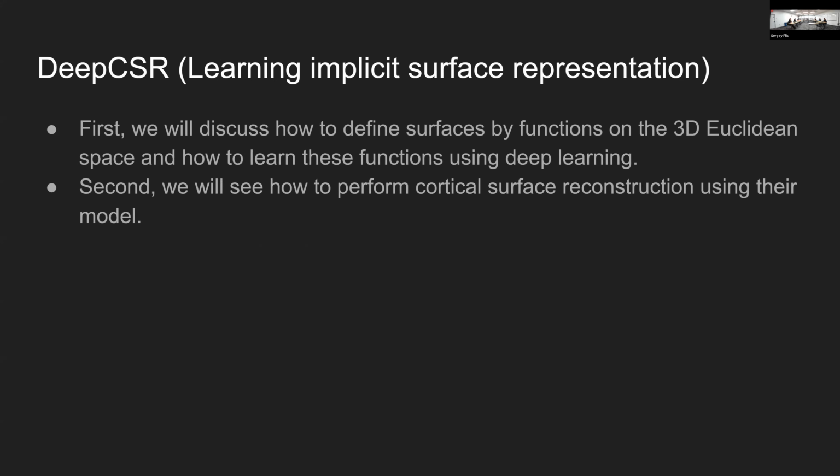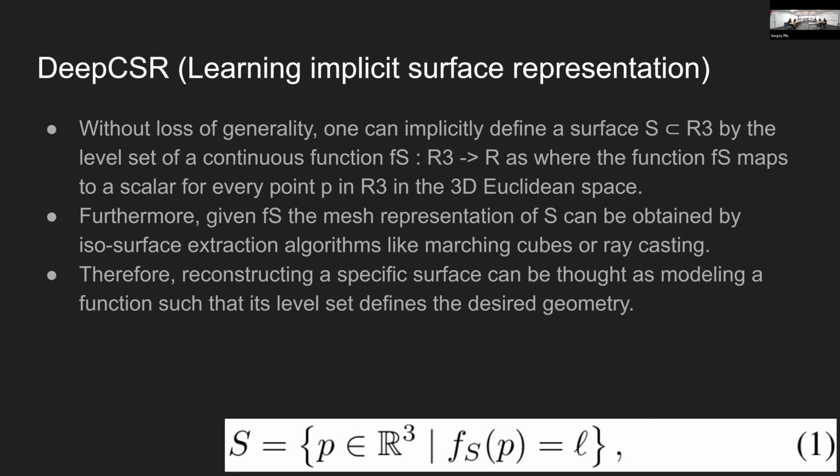So basically, the next few sections are conceptually broken down into how they define surface functions on a 3D Euclidean space and how to learn these functions using deep learning. And then second, how to perform surface reconstruction using marching cubes. I mentioned level sets earlier. So basically, their surface is defined as a level set where a function is equal to some constant L.